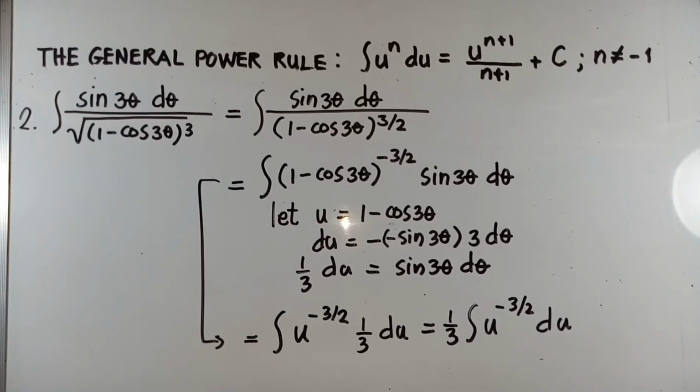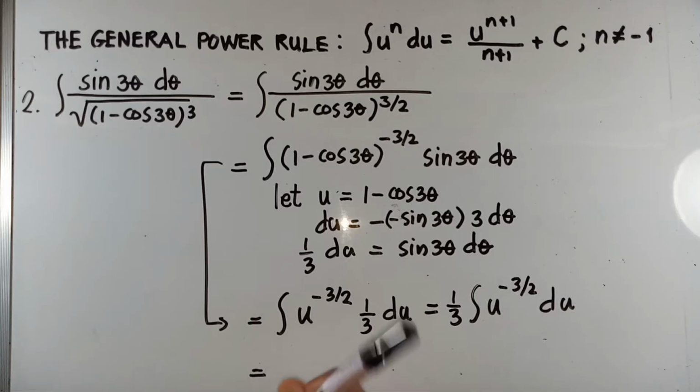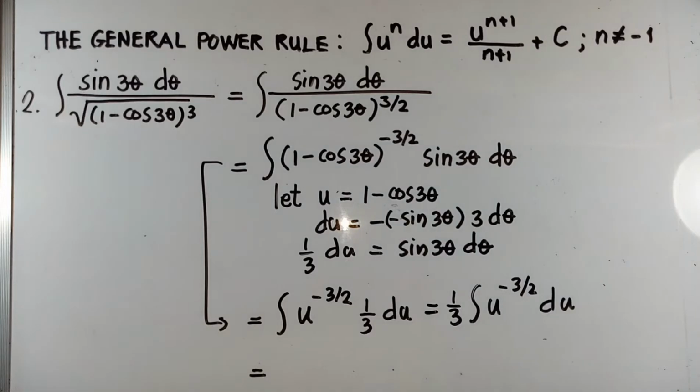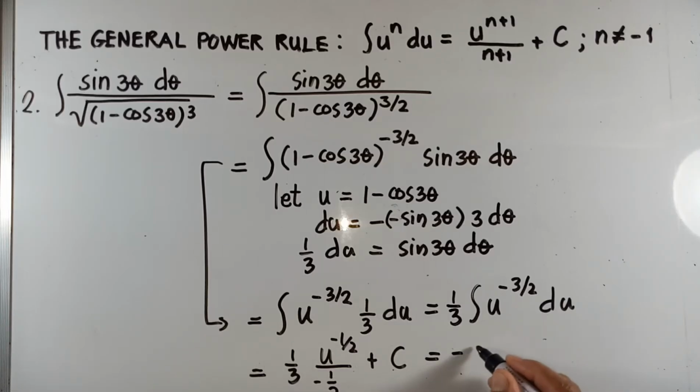So we can now apply the general power rule. Integral of u^n du equals u^(n+1) divided by n+1 plus c. So we add 1 to the exponent. So this is equal to 1/3. Negative 3/2 plus 1 is negative 1/2. So I will have u^(−1/2) divided by negative 1/2. And then plus c. And then 1/3 divided by negative 1/2 is negative 2/3.